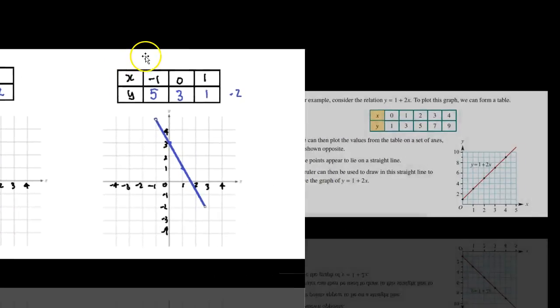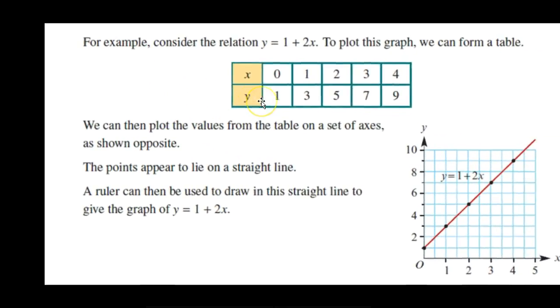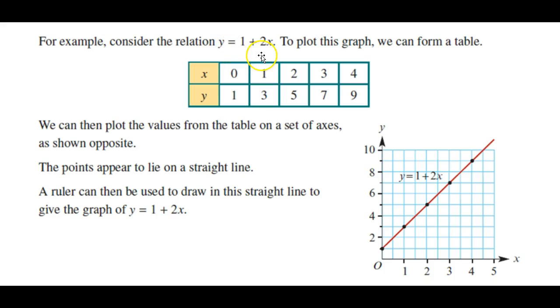For a lot of the time though, a table of values can be described using a rule which relates x and y. Here's such a rule. Y equals 1 plus 2x. In other words, we're going to take each x value and double it and add 1 to it.